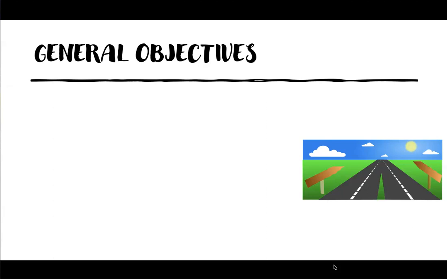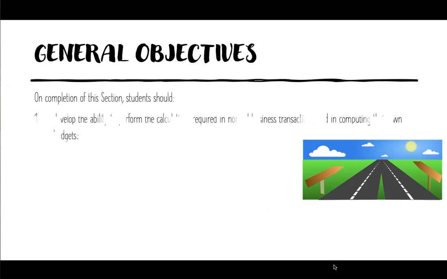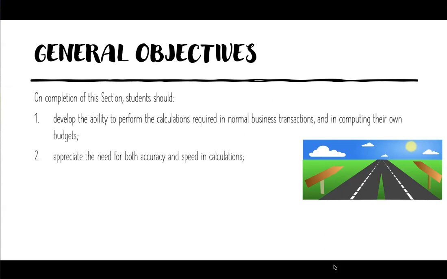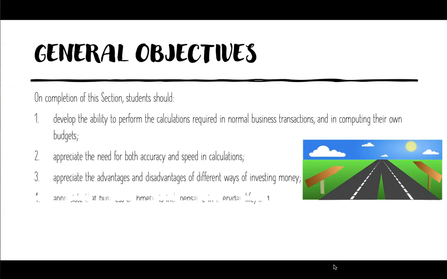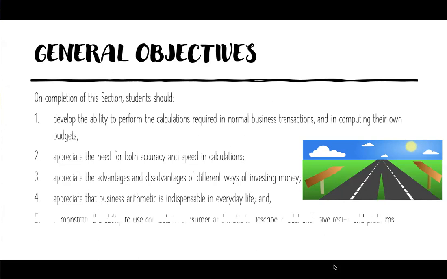So based on the CSEC syllabus, these are the general objectives. We should develop the ability to perform calculations required in normal business transactions and in computing our own budgets. Appreciate the need for both accuracy and speed in calculations. Appreciate the advantages and disadvantages of different ways of investing money. Appreciate that business arithmetic is indispensable in everyday life, and demonstrate the ability to use concepts in consumer arithmetic to describe, model, and solve real-world problems.